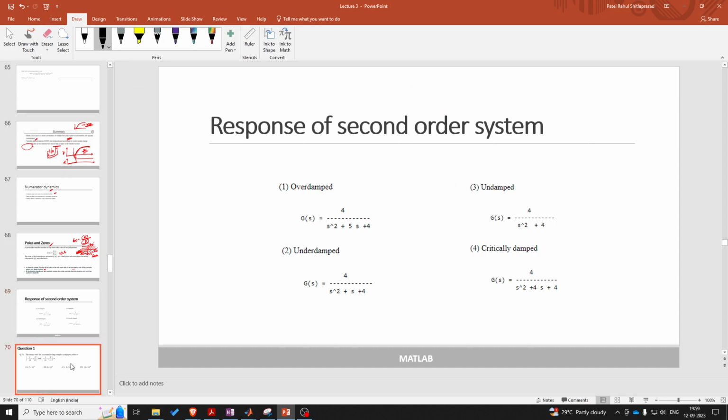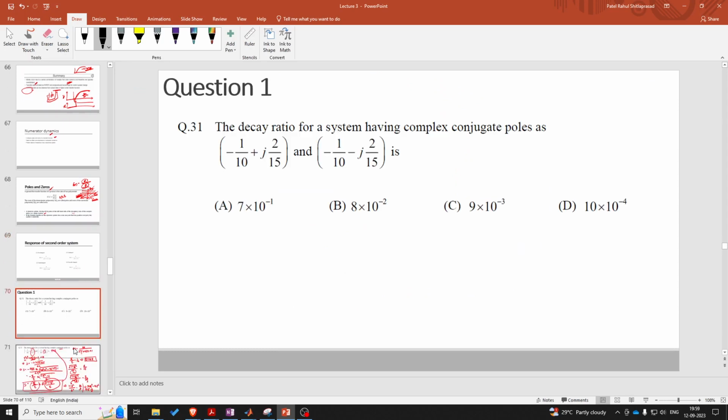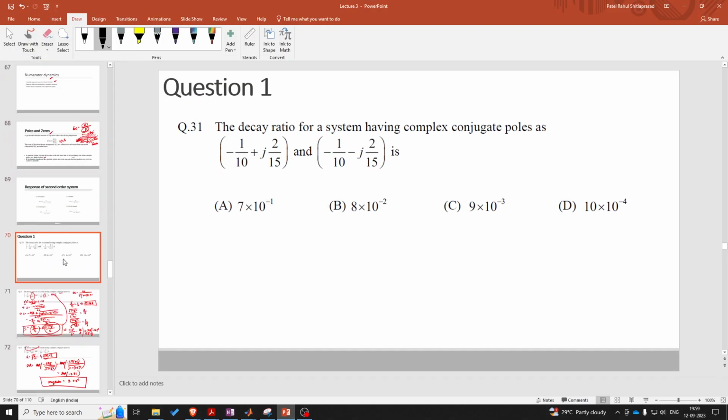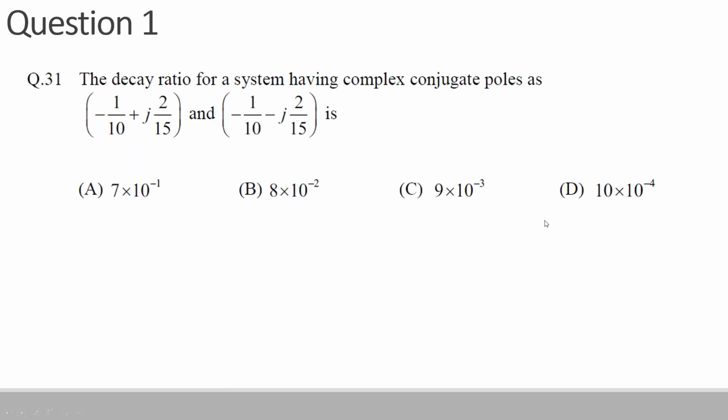So now we are done with theory, and we will start with solving the questions related to this. So this is the first question that you have to solve today. The question is: decay ratio for a system having a complex conjugate pole, dash.